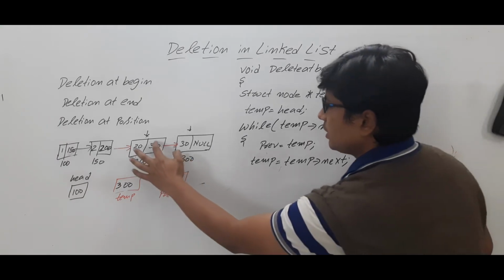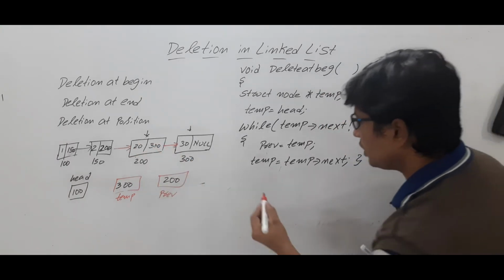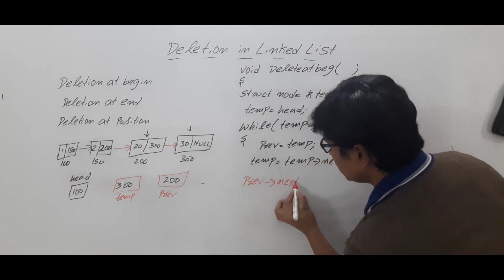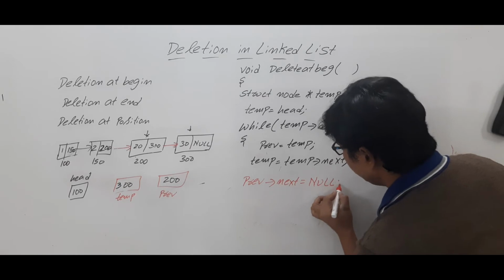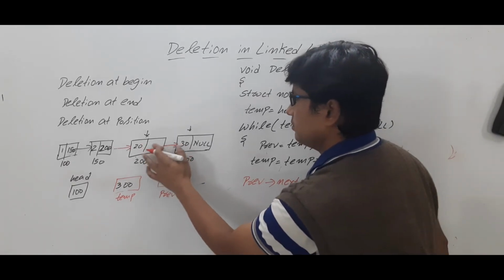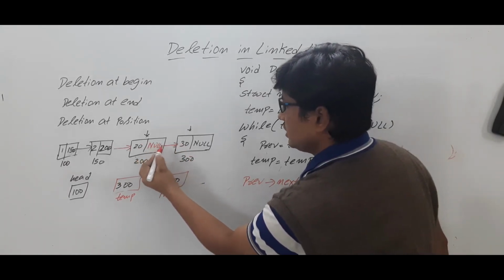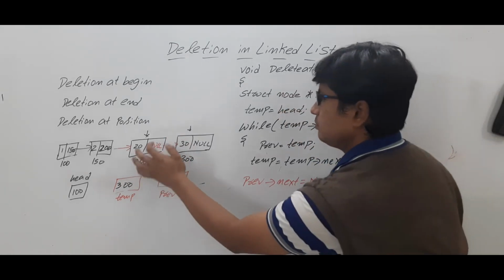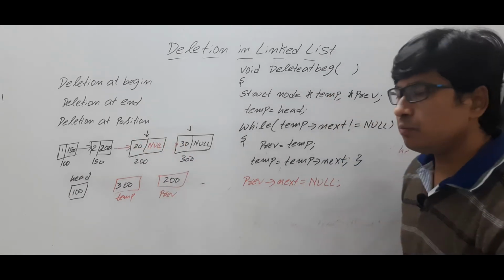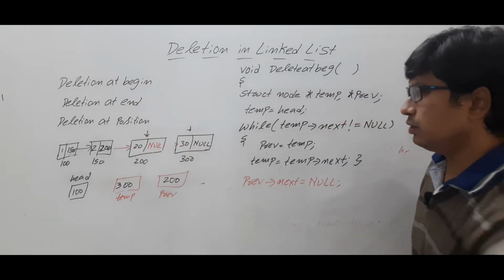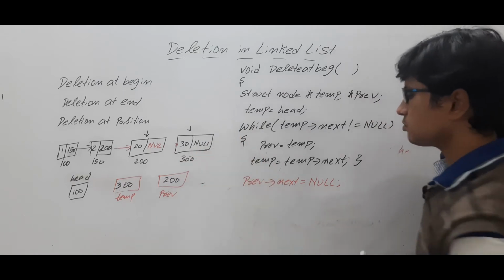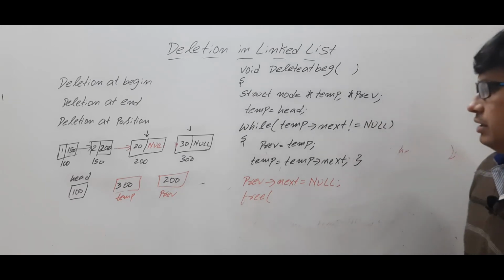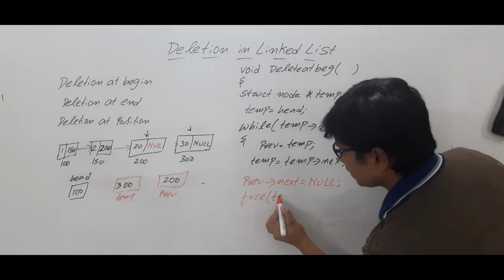First thing is that I have to make this one null. So what is the statement I will write? Previous of next is equal to null. If I do it, null will come here. Is it clear? So this link has been broken because this node pointer has become a null pointer, so it is not pointing to any memory location. Now I have to release this memory with the help of a function called free, okay, free of temp.